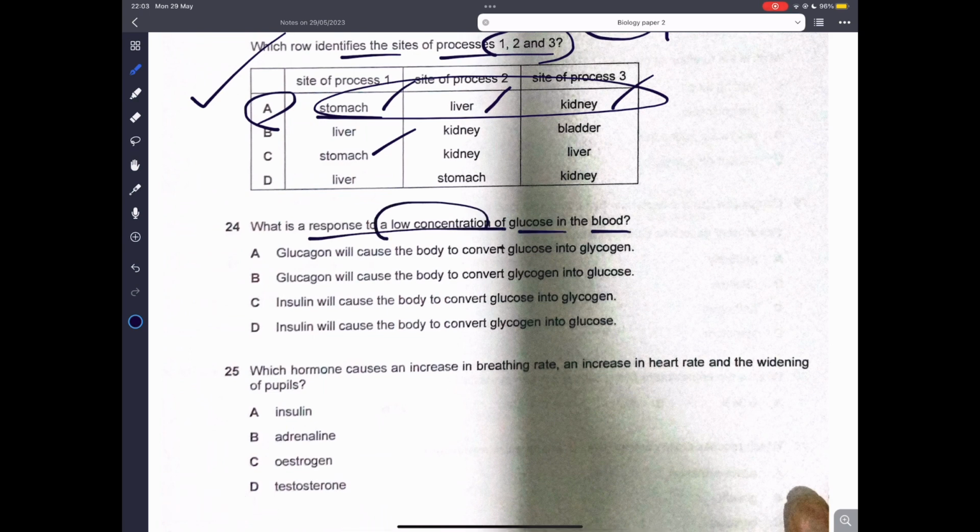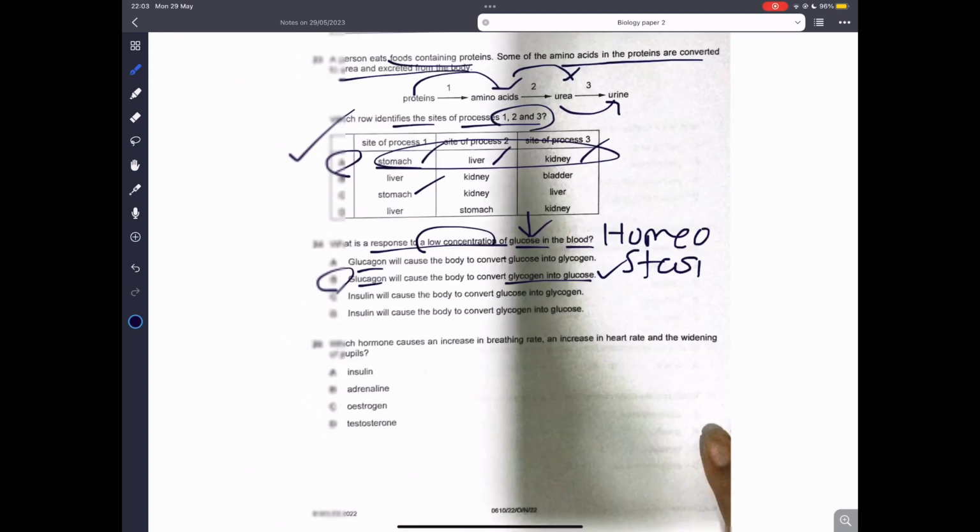24. What is the response to a low concentration of glucose in the blood? Well, low concentration of glucose, meaning glucagon. Glucagon is going to increase the glucose level, so B is the correct answer. It converts glycogen into glucose. This is homeostasis.